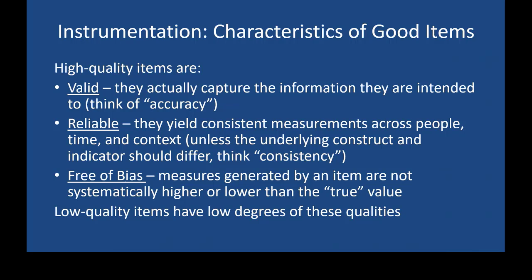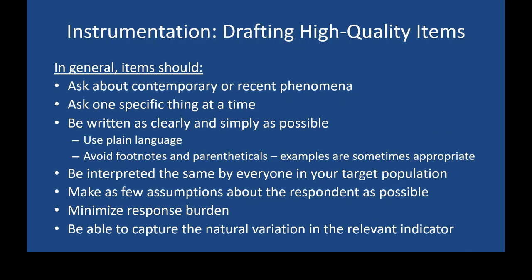And so these are the characteristics of high quality items. Low quality items just have lower degrees of these things. So that's one way to think about it. So here are some things when you're drafting high quality items. This is what you want to do. Think of this as maybe a checklist, to think through for each item, or at least for each construct.